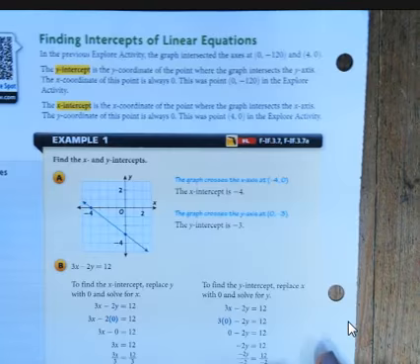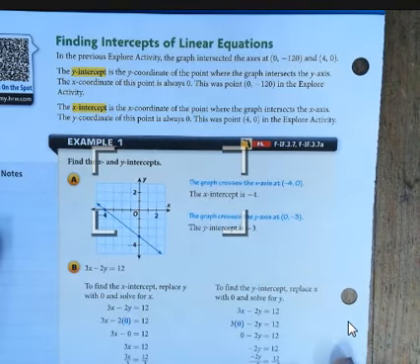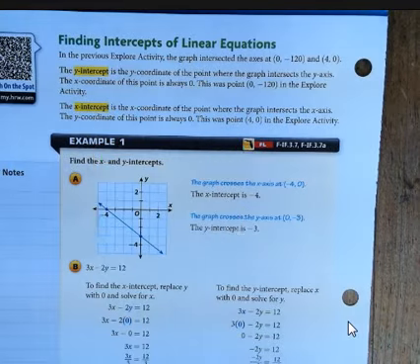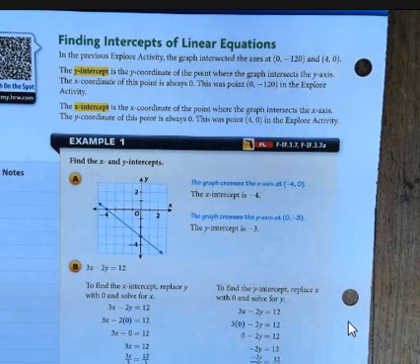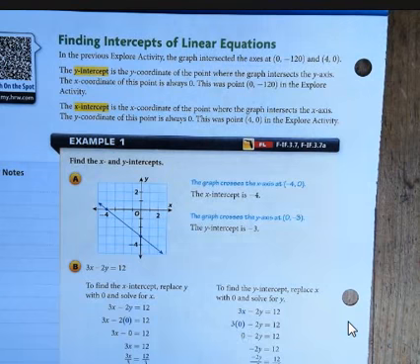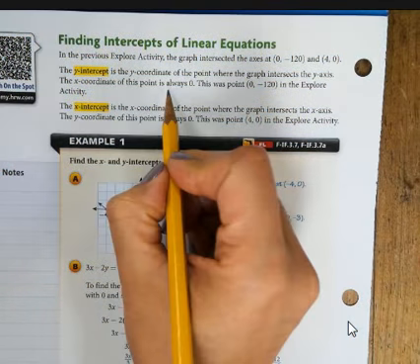Your very first vocabulary word is the y-intercept. Intercept basically means to cross something. So the y-intercept is whenever your line is intercepting or crossing the y-axis. In this case, the y-intercept is the y-coordinate of the point where the graph intersects the y-axis. The x-coordinate of this point is always 0. It's really important that you underline that and keep it in mind, because you're going to have to know it later on.